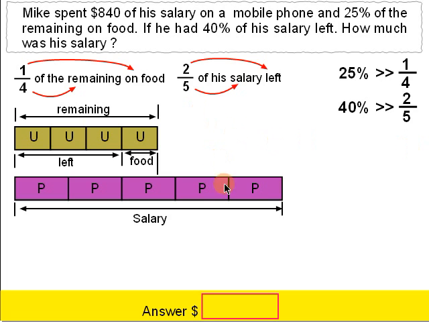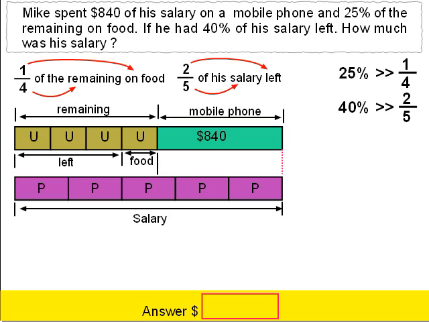Hence, the difference between the top and the bottom model is the money that was spent on the mobile phone, which was $840. So let's recap again. Firstly, he spent $840 on the mobile phone, and then he spent 25%, which is 1/4 of the remaining money, on food, and he had the rest of the money left. Okay, that's how you read it.